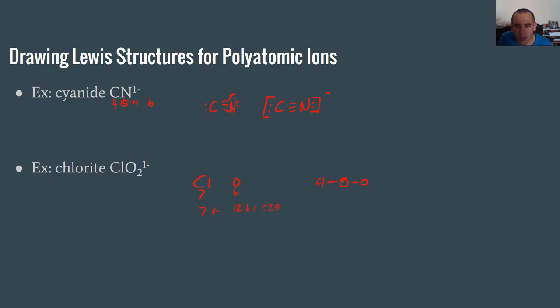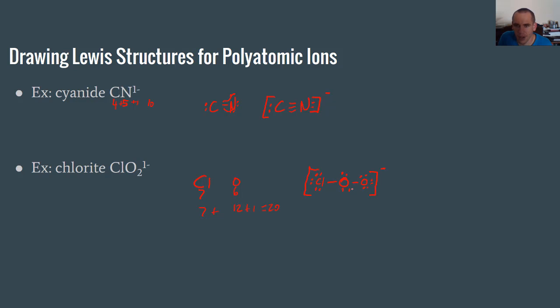We have 20 total, there's 2, 4 used, so we have 16 left to place: 2, 4, 6, 8, 10, 12, 14, 16. Make sure we did that right. 2, 4, 6, 8, 2, 4, 6, 8, and that's 16, 18, 20. Those are all single bonds. There's nothing else we can do with that. There's our ion.